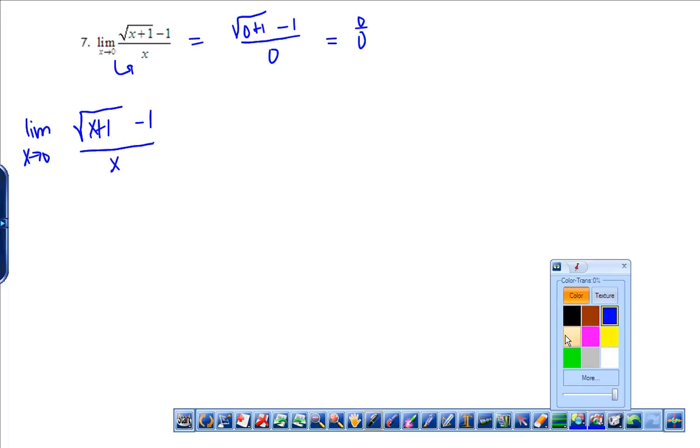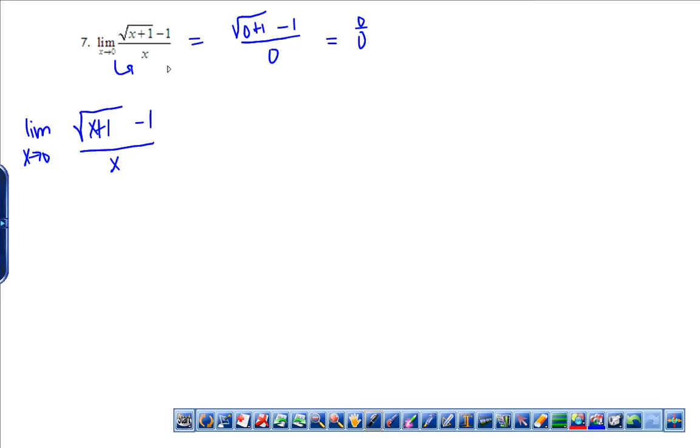Okay, to simplify this one, what I would do is multiply by the conjugate. This conjugate is going to be the easiest, it's the top, and I know it looks the hardest, but it would be the square root of x plus 1, and this is going to be plus 1. That's what makes it the conjugate.